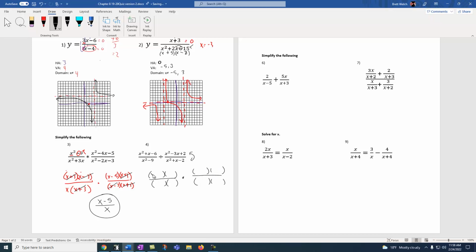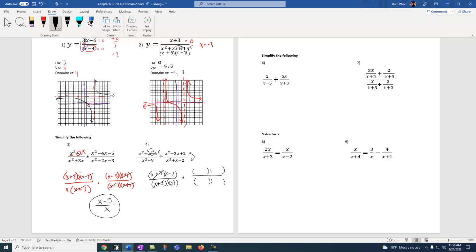X squared is going to be x and x on all these. What are the factors of 6 that subtract to give me 1? That'd be 3 and 2. Signs are different. I'm going to do a plus 3 and a minus 2. This x squared minus 9, we already factored it. It's a plus 3 and a minus 3.